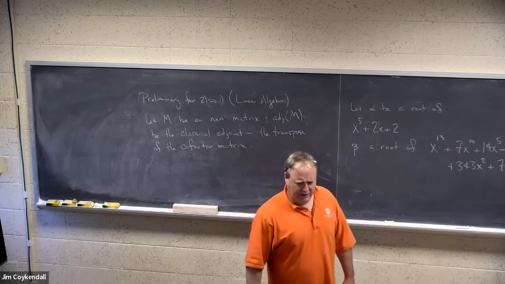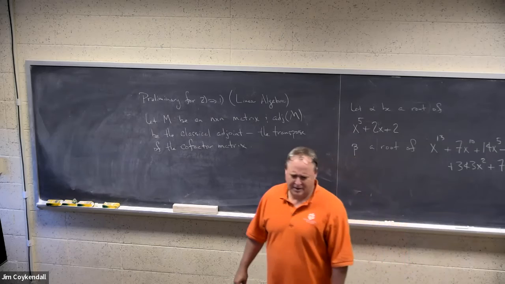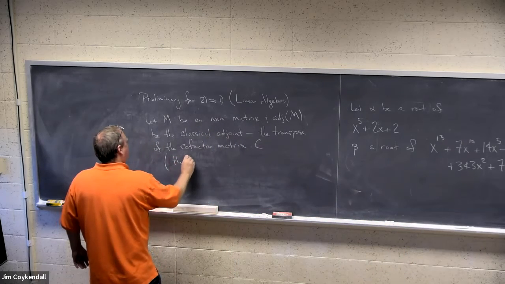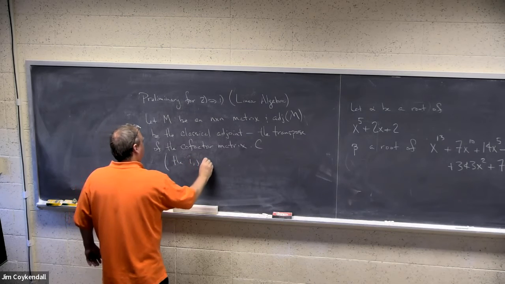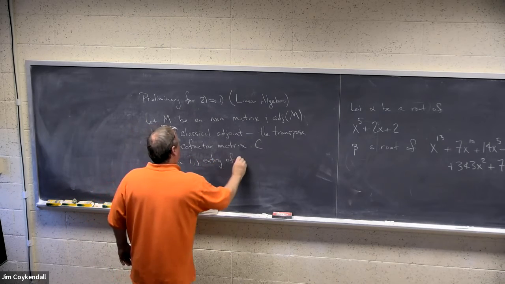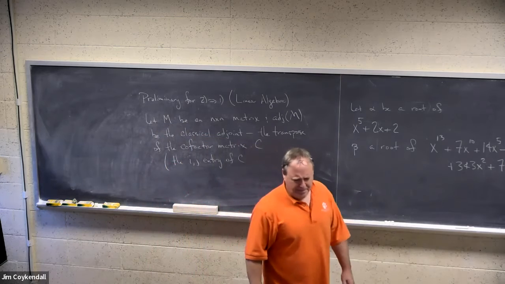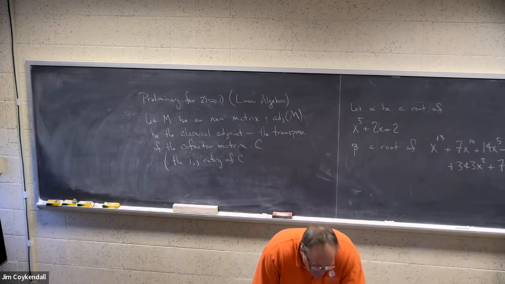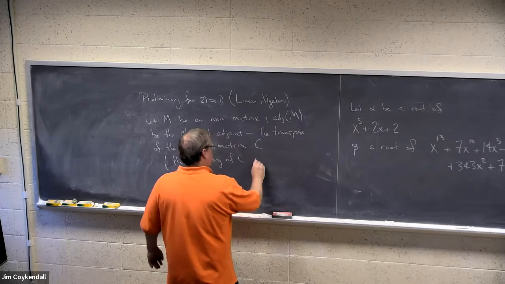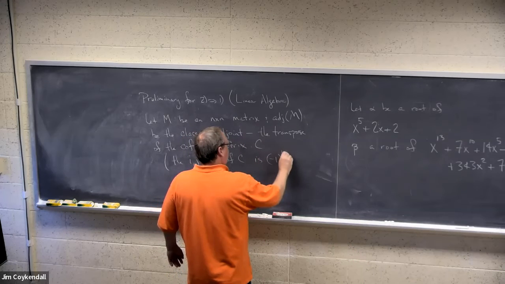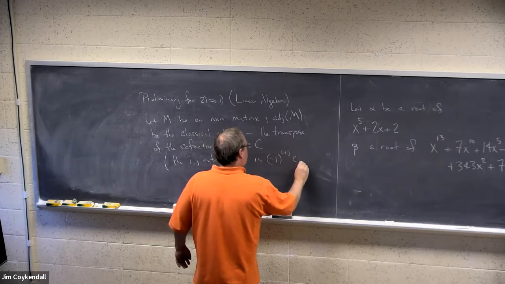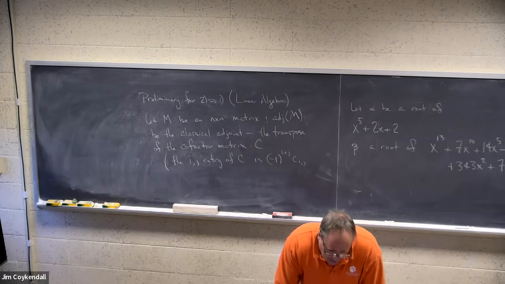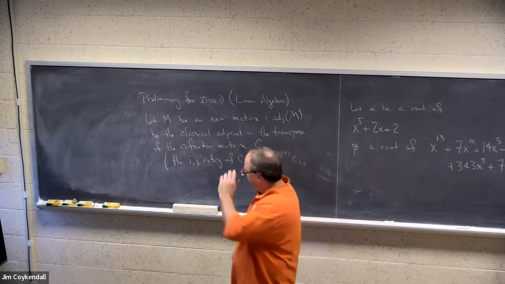Where the cofactor matrix, the ij entry of C is minus 1 to the i plus j times C_ij, where C_ij is the determinant you get by deleting the ith row and jth column.